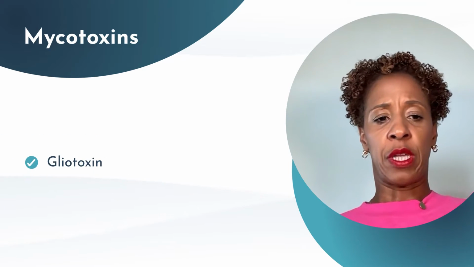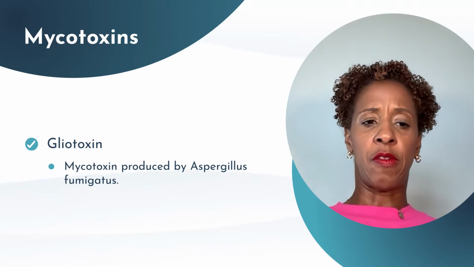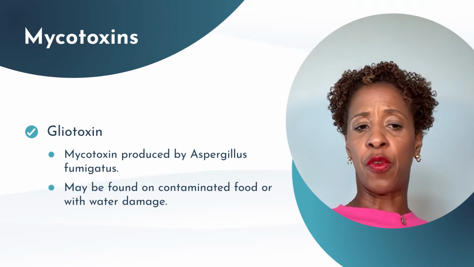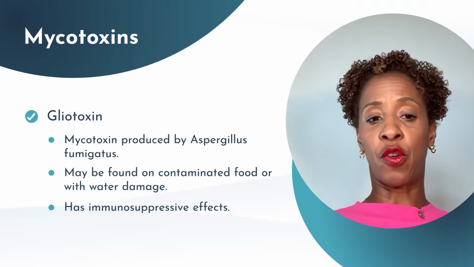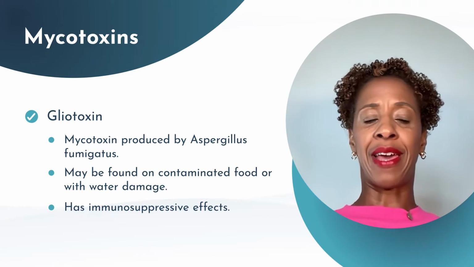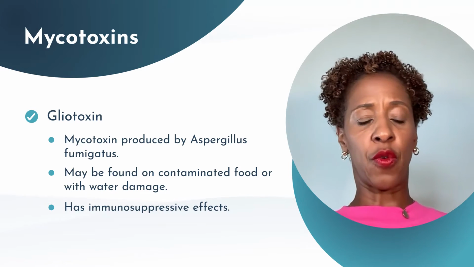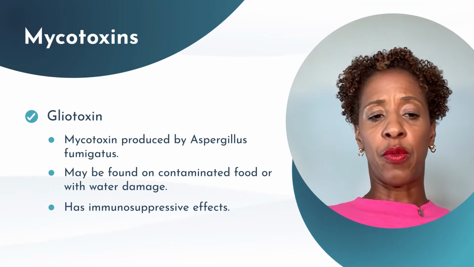This is our next one, gliotoxin. So this is also produced by an Aspergillus species. It can be found in contaminated food or with water damage. This is an important one for immunosuppressed folks because it can have an immunosuppressive effect that could make that a little bit more of a consequence for people who have immunosuppressive disease. So that's an important thing to know.